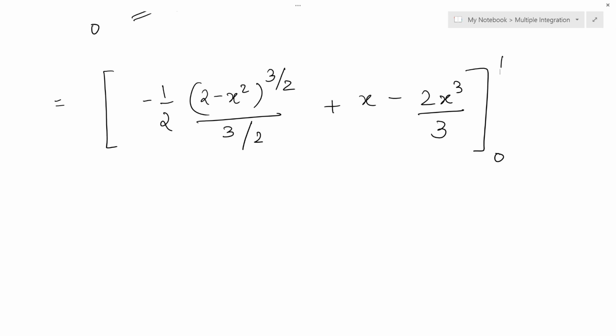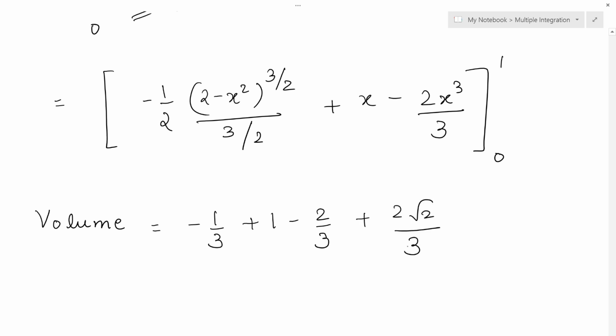So after I simplify this, substitute the upper limit and the lower limit, you can check my final answer should be something like this: 1 by 3, 2 by 3 plus 2 root 2 by 3. So after I simplify, my volume is nothing but 2 root 2 by 3. This should be my volume. You can check the answer if you want. Okay.